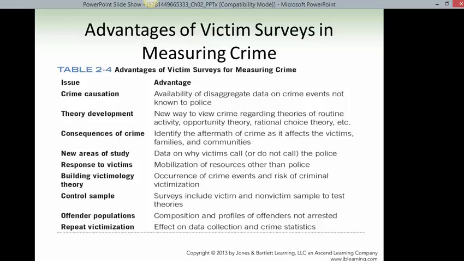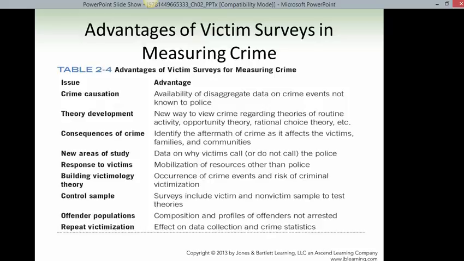Advantages of victim surveys in measuring crime. Crime causation: availability of disaggregate data on crime events not known to police. Theory development: a new way to view crime regarding theories of routine activity, opportunity theory, rational choice theory, etc. Consequences of crime: identify the aftermath of crime as it affects the victims, families, and communities. New areas of study: data on why victims call or do not call the police.